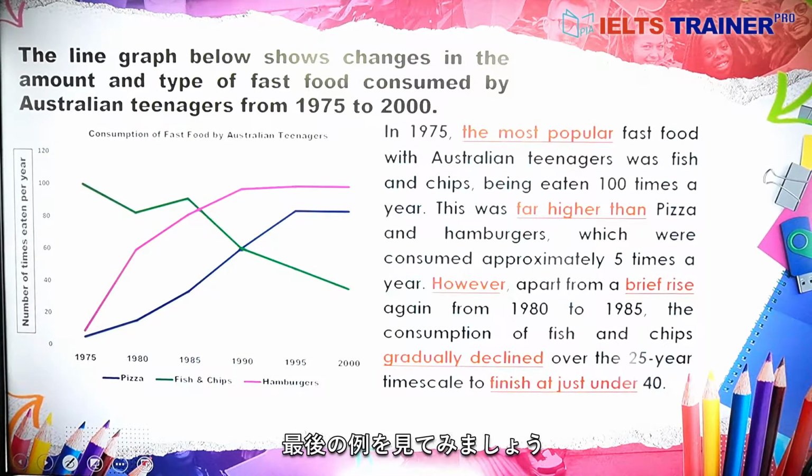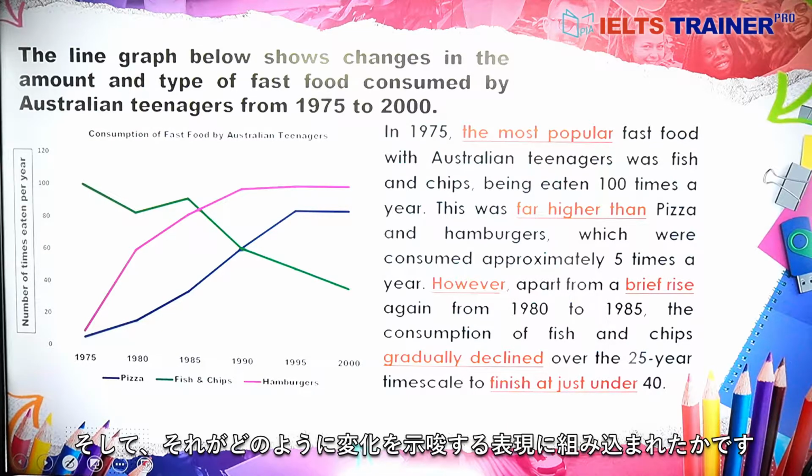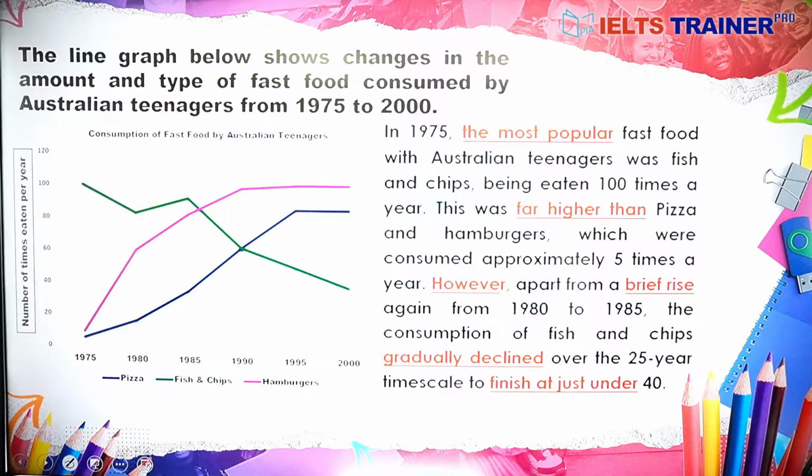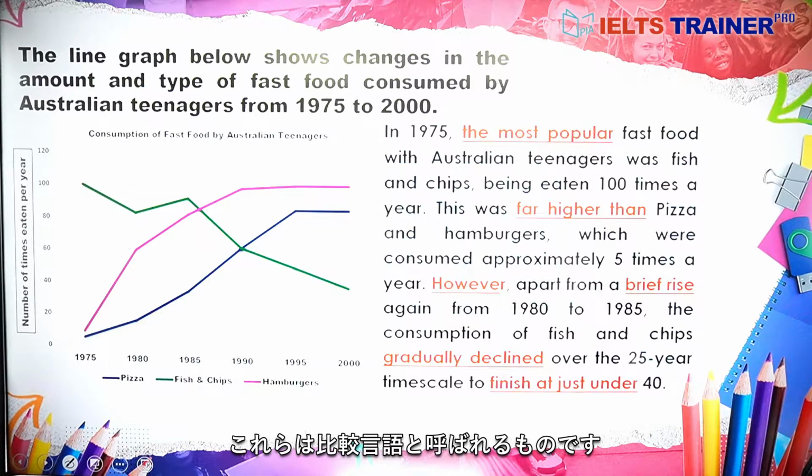Now, let's take a look at our final example here. We are going to use the same graph, but what we want to see here is how comparison was made and how it was incorporated with language of change. In 1975, the most popular fast food with Australian teenagers was fish and chips, being eaten 100 times a year. This was far higher than pizza and hamburgers, which were consumed approximately 5 times a year. As you can see here, we have the most popular and far higher than. These are what we call language of comparison.